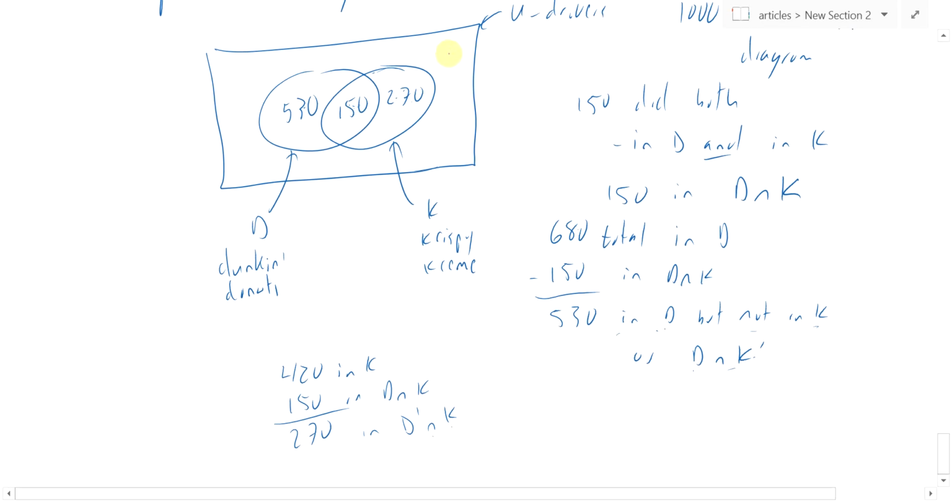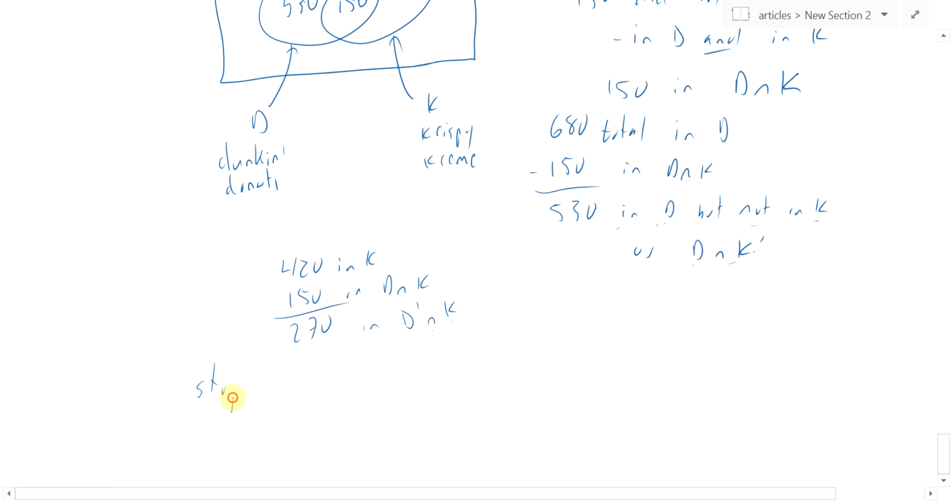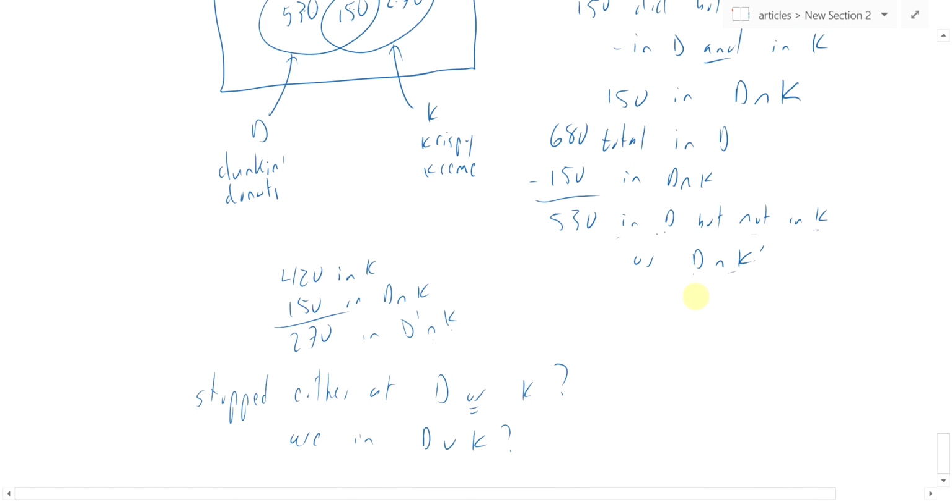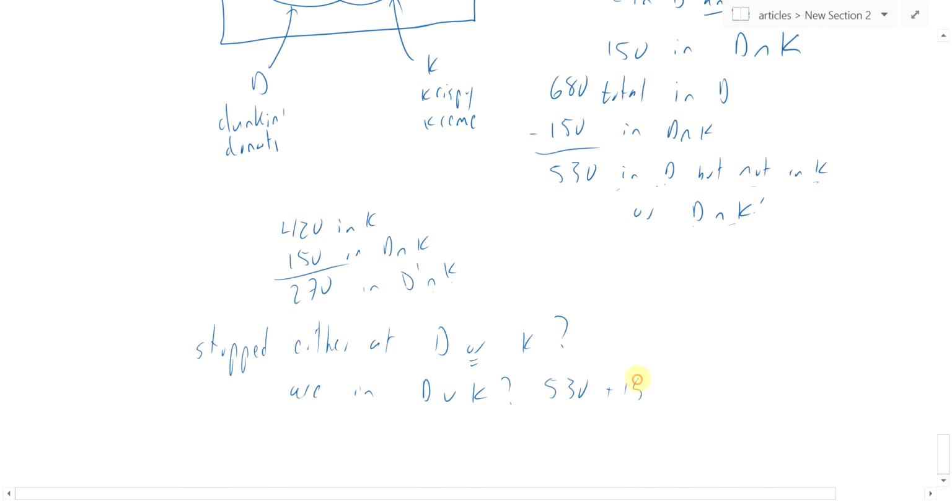The last thing we need to know is how many people are out here. These are people who didn't stop at Dunkin' Donuts and they didn't stop at Krispy Kreme. So how many people stopped either at Dunkin' Donuts or at Krispy Kreme? So this is to find out how many are in D union K. An OR means union. Well, 530 plus 150 plus 270. And that's 950 drivers. So 950 drivers stopped either at Dunkin' Donuts or at Krispy Kreme.